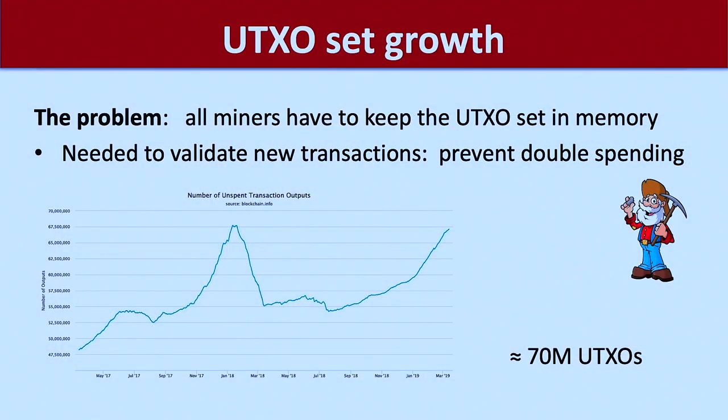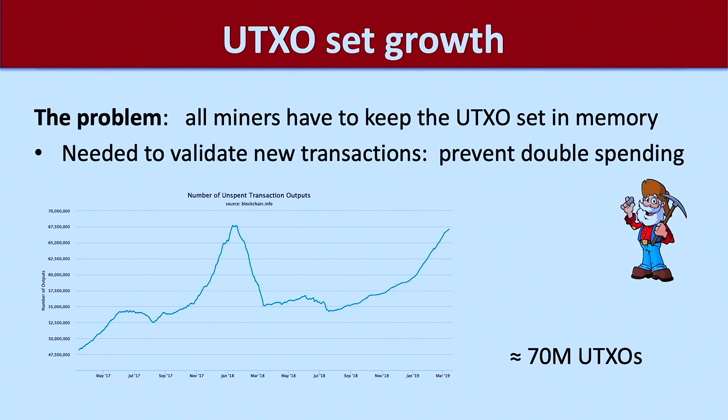Fantastic. Unfortunately, this UTXO set is growing and growing. Right now, it's at 70 million UTXOs. A UTXO is about 64 bytes, so this is several gigabytes of data that all the miners have to keep in memory. The reason is that when a transaction comes in, they have to make sure that all the UTXOs in that transaction have not yet been spent, that the input UTXOs are in the current set of UTXOs.